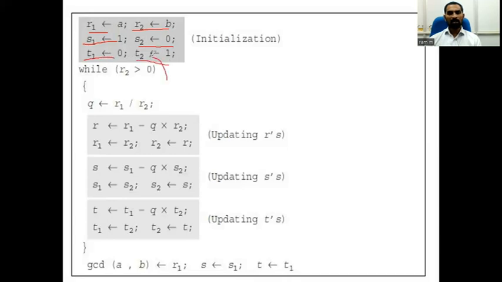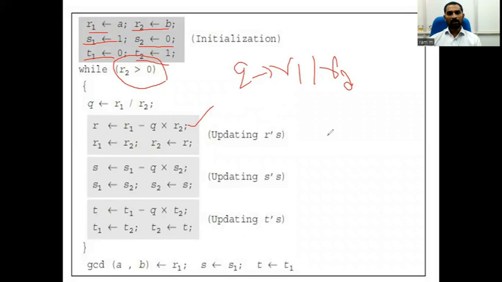Now I told you we'll repeat the process until R2 becomes 0, that is, while R2 is greater than 0, we'll do this process. Initially, we get the quotient Q when we divide R1 by R2. Then R equal to R1 minus Q into R2, and then we take R1 as R2, R2 as R.